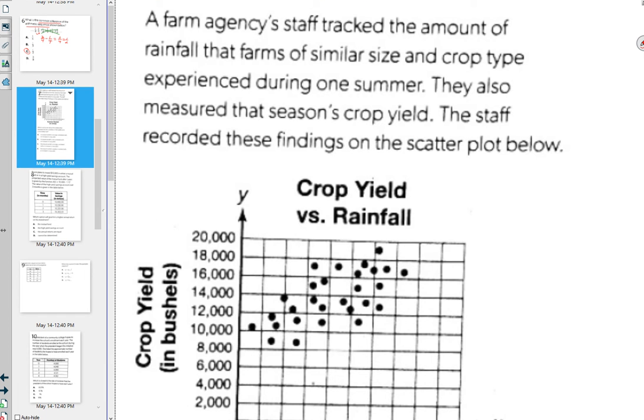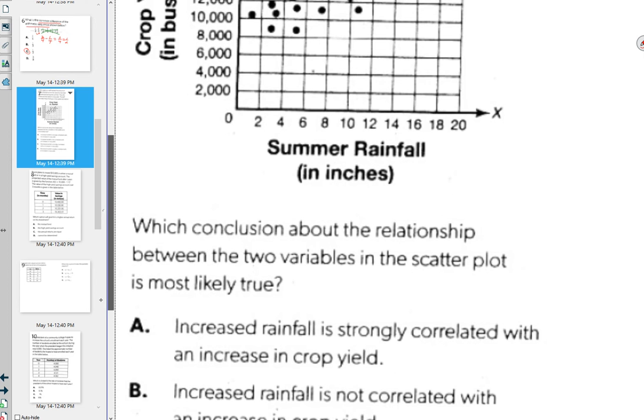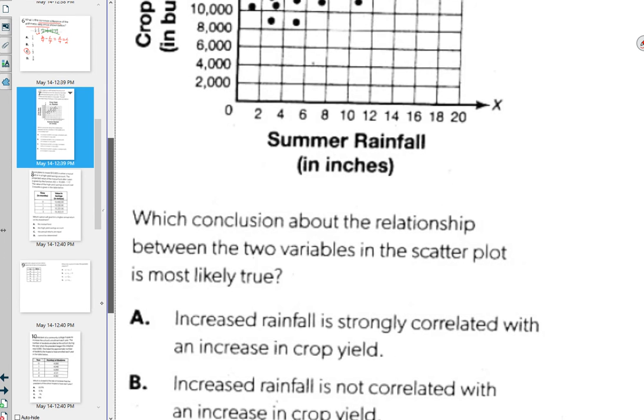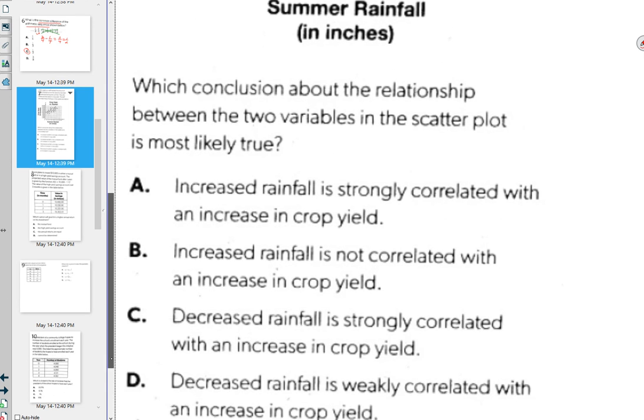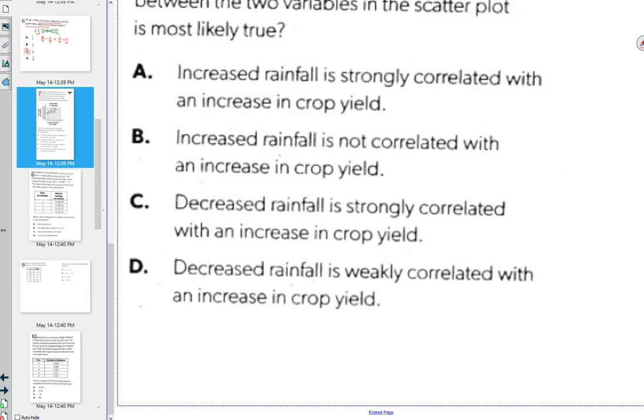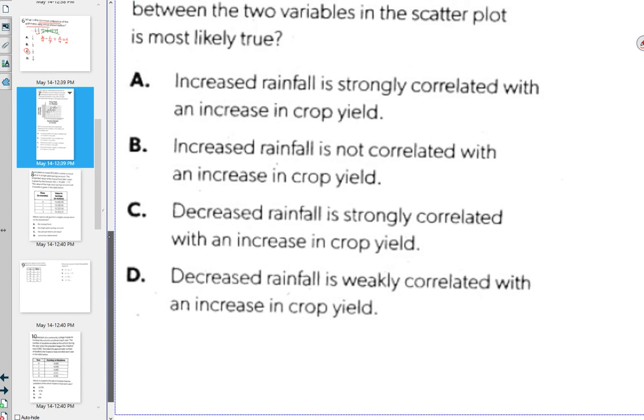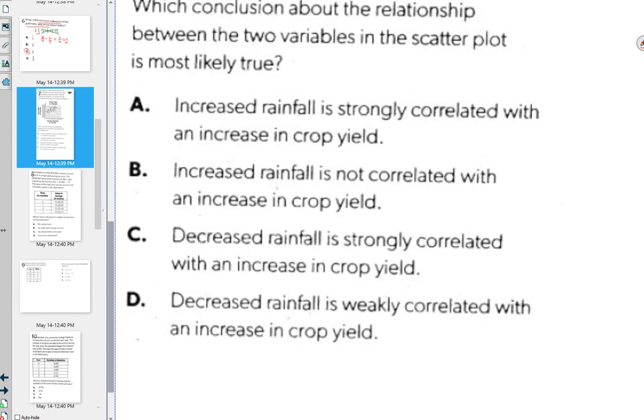A farm agency staff track the amount of rainfall that farms of similar size and crop, blah, blah, blah. Okay, so it's a scatter plot. Which conclusion about the relationship between the two variables is most likely? So if we're just looking at the choices: strong correlation, not correlated, strong correlation, weakly correlated. Okay.